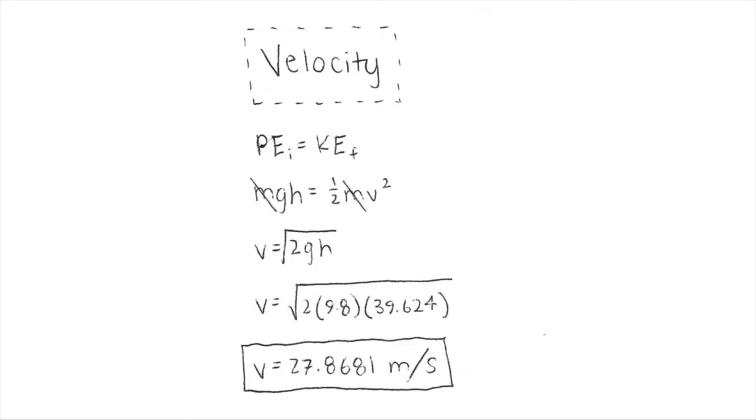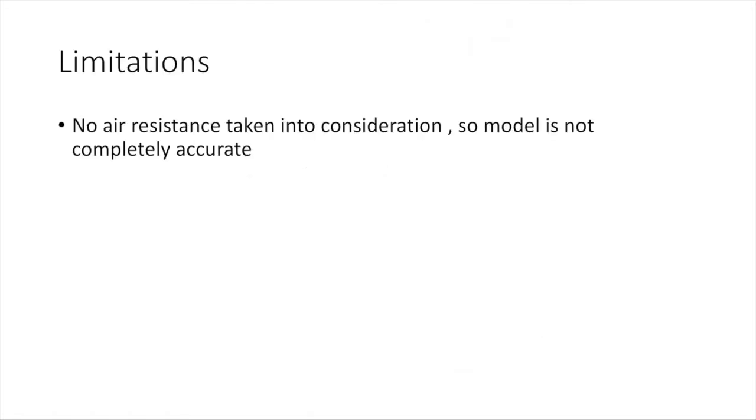I also calculated the velocity of the jumper at this instant using the conservation of energy. I found that the maximum velocity reached at the bottom of the jump is 27.8681 meters per second. I did not take air resistance into consideration when performing my calculations. Therefore, my model will not be completely true to the motion of the jumper. However, it gives a pretty good estimation of the motion. The actual motion will be slowed as the jumper makes his or her way through the bottom of the fall.